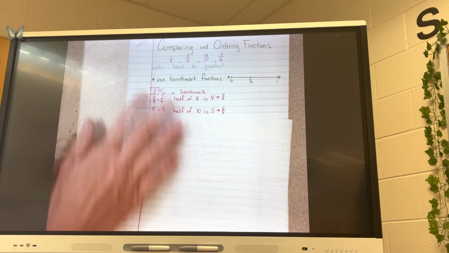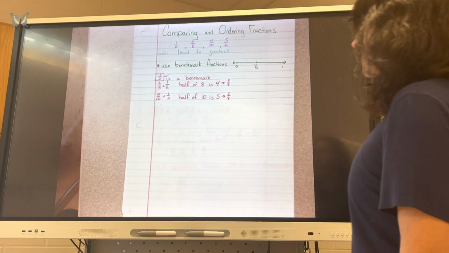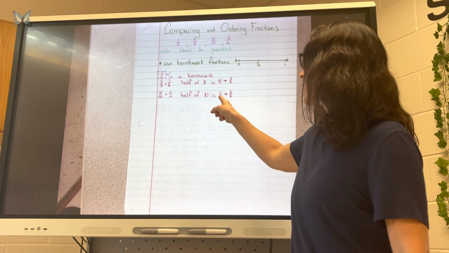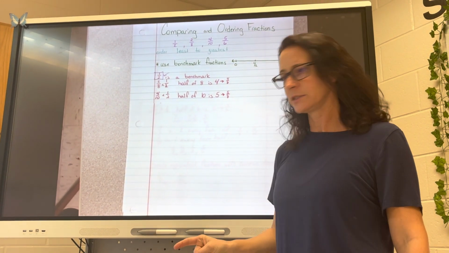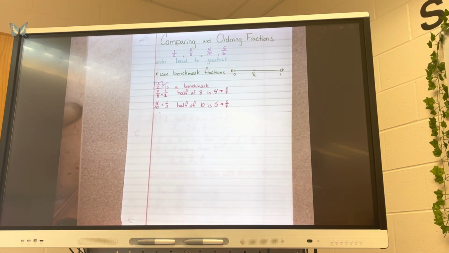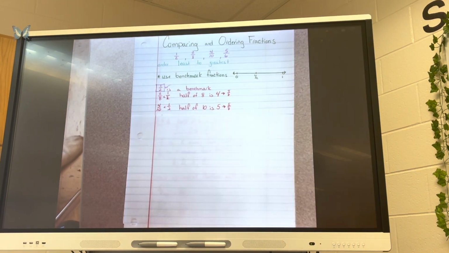And I see that 4/10 is also less than 1/2 because half of 10 is 5, which is 5/8. Oh my goodness, I put the wrong denominator there. Hold on, let me fix that fraction real quick. This should be a 10.